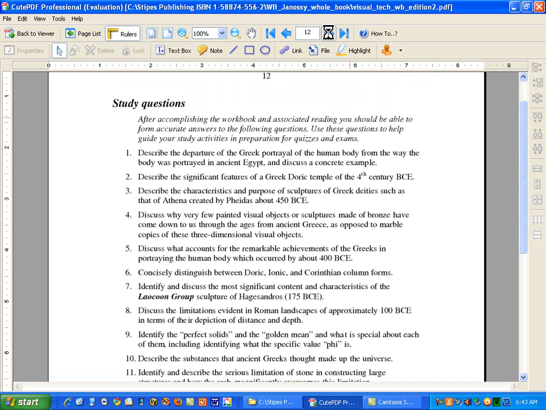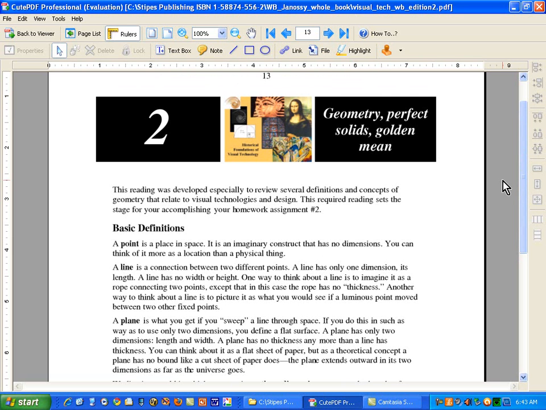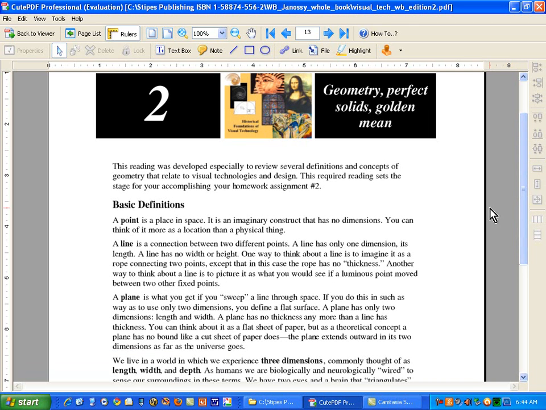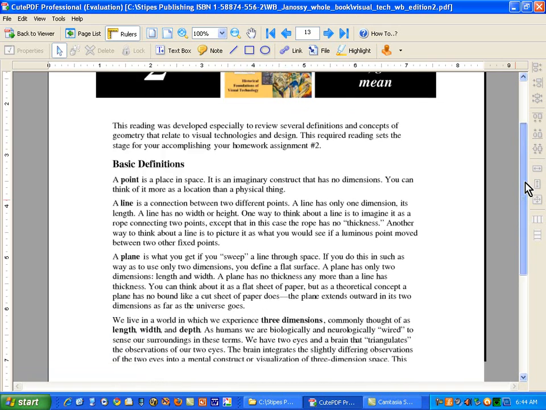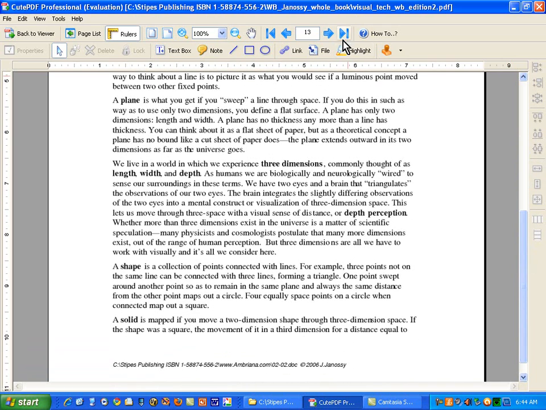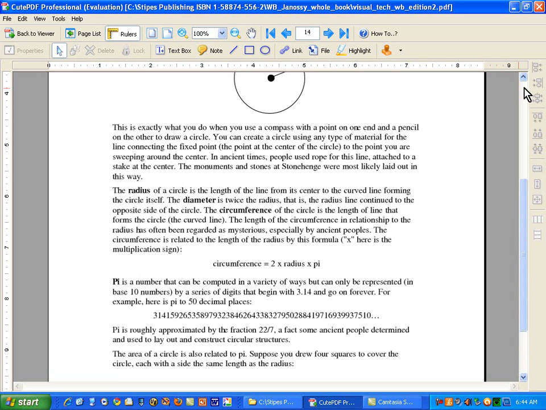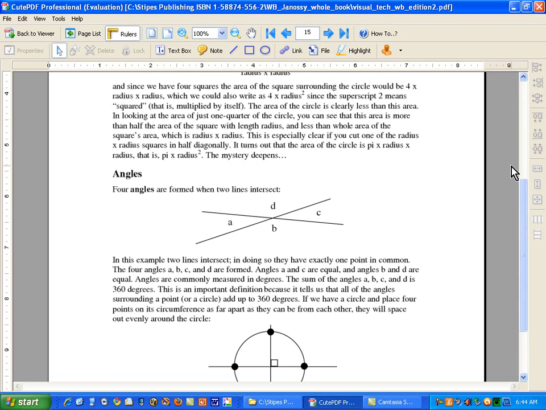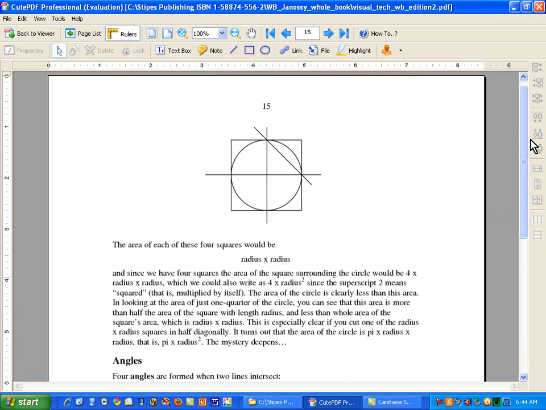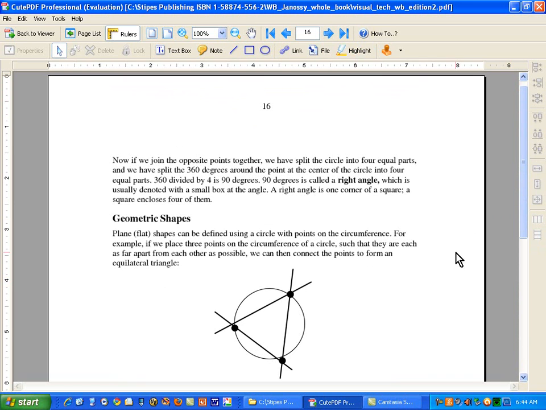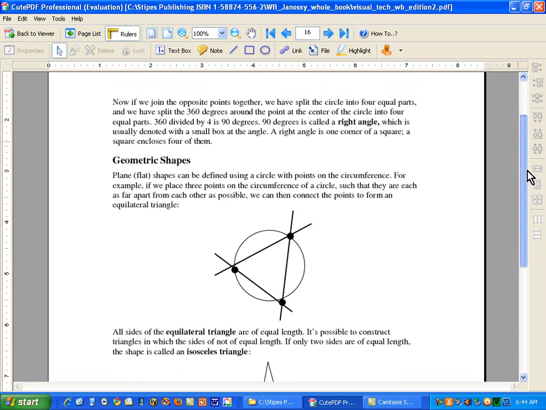And in particular, what you're going to want to read of this end of the workbook is, starting here on page 13, this information about geometry, which leads into a discussion about things like mathematical discoveries like pi, and some definitions that you'll see on page 15, leading up to the definition of some geometric shapes.